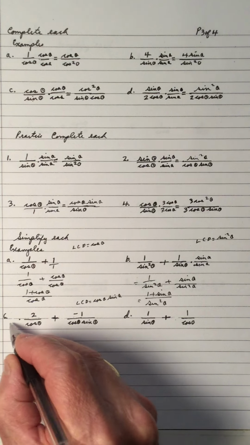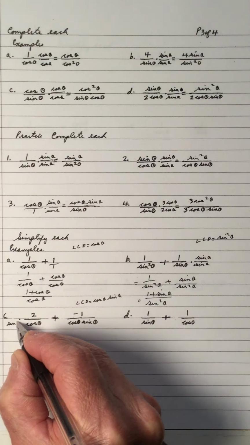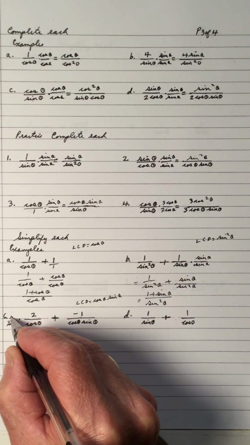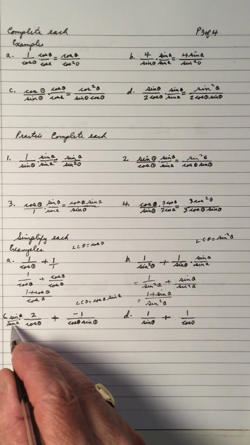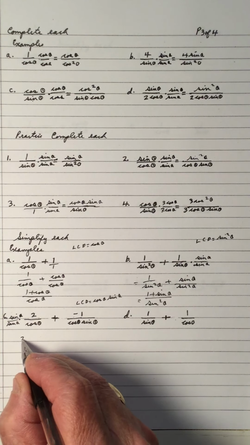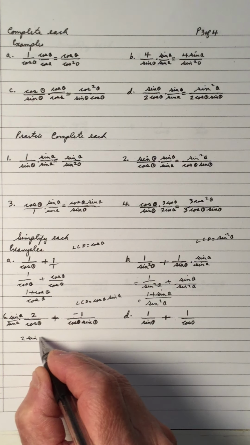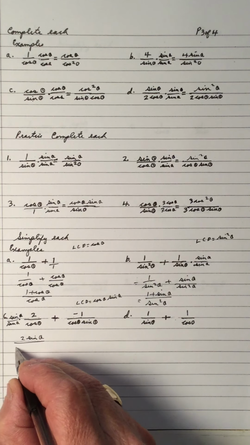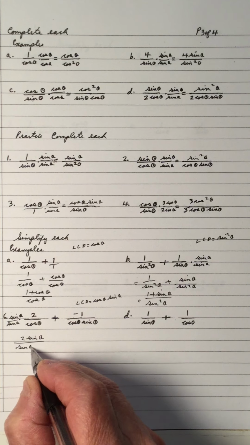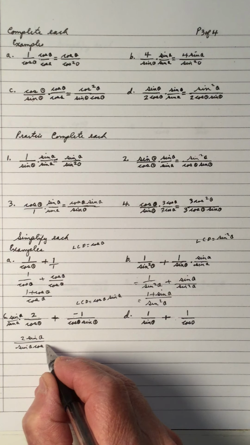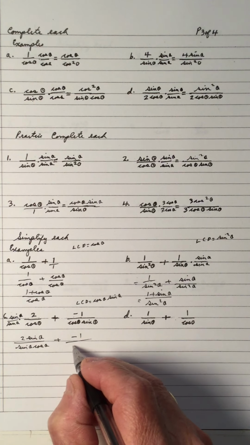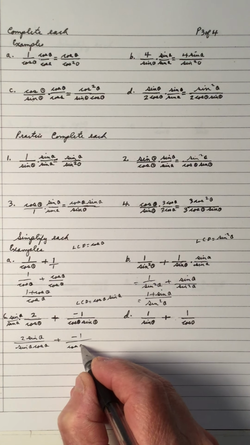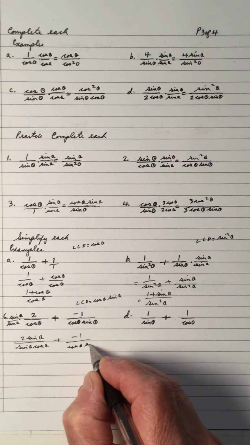So that means we're going to multiply this one by sine theta over sine theta to make it equivalent. So multiply. So we get 2 sine theta all over sine theta cos theta. Add on -1 over cos theta sine theta.